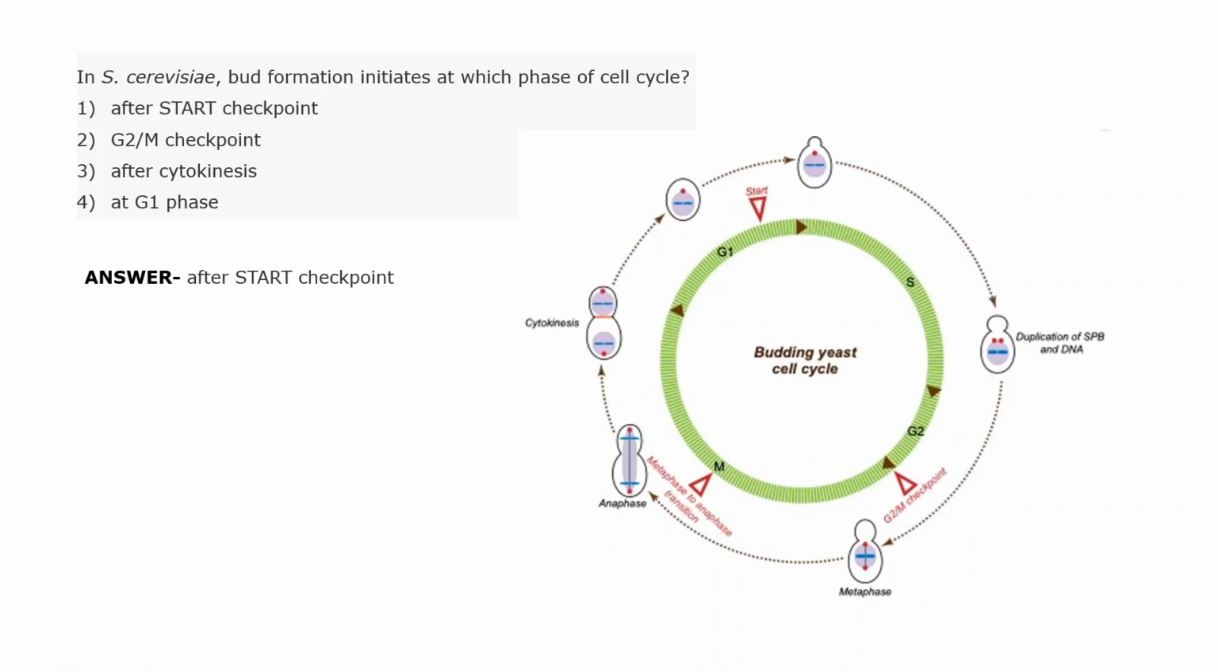It starts to form a small bud there. You can see that the bud is formed, and in the later phase the bud gets elongated in size, and in cell division new daughter cells are formed. Then it again enters into G1 phase, and then it again starts another cycle and initiates the bud formation process. So in Saccharomyces cerevisiae, bud formation initiates after the start checkpoint when it enters into the S phase of the cell cycle. So I hope this is clear.